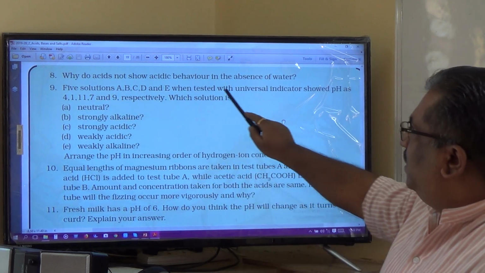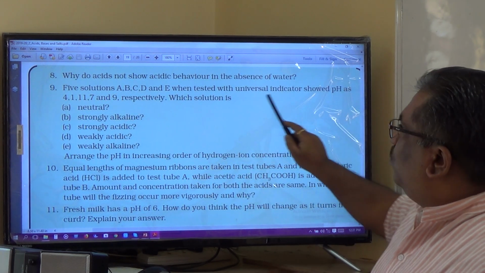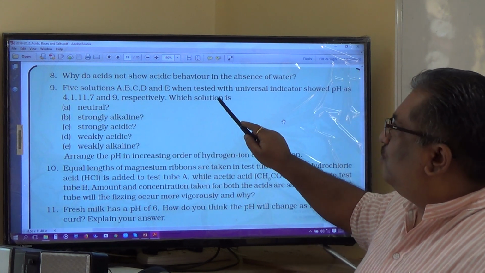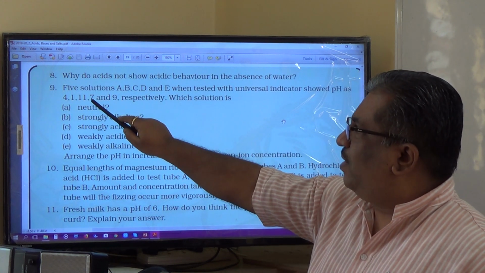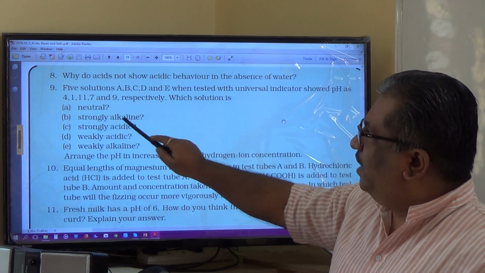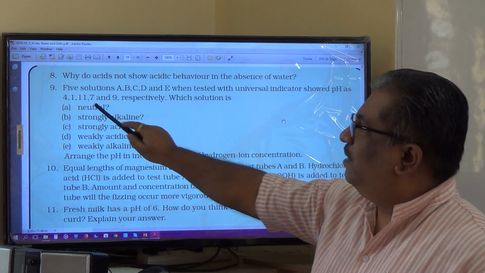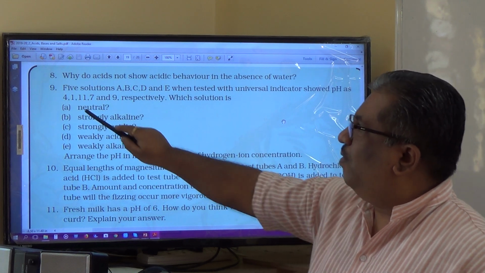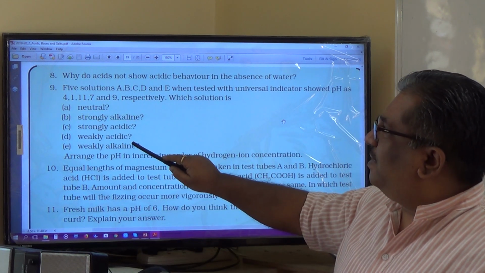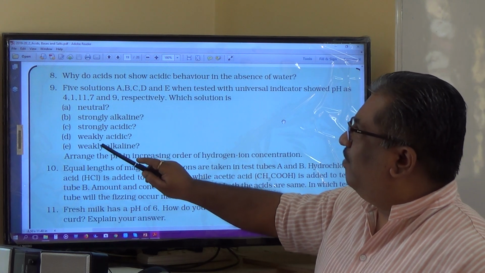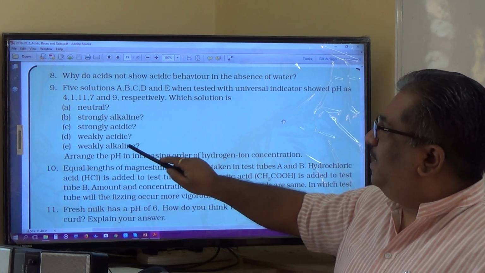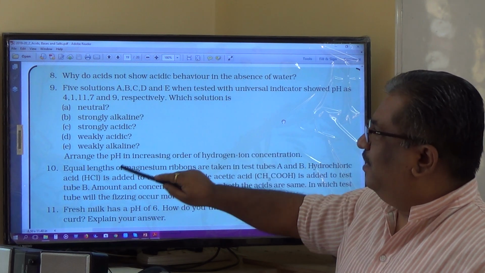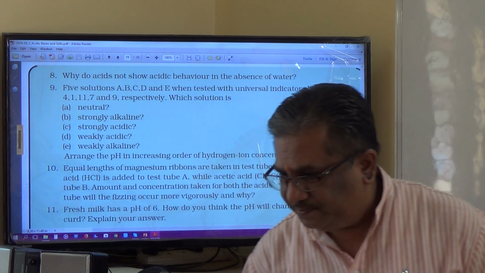Five solutions A, B, C, D and E, when tested with universal indicator, showed pH 4, 1, 11, 7 and 9. Which solution is neutral? The one which has pH 7. Strongly alkaline, above 7: 11. Strongly acidic, nearer to 0: 1. Weakly acidic, between 7 and 1: 4. Weakly alkaline, between 7 and 11: 9. I hope you have understood all this.